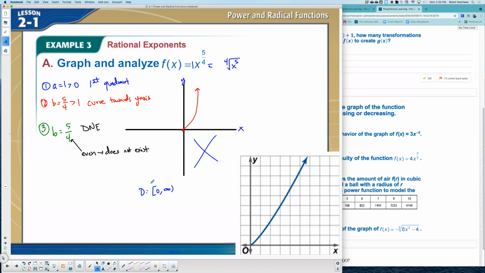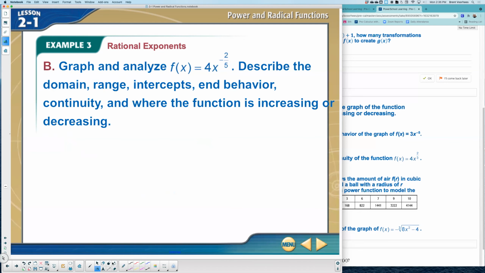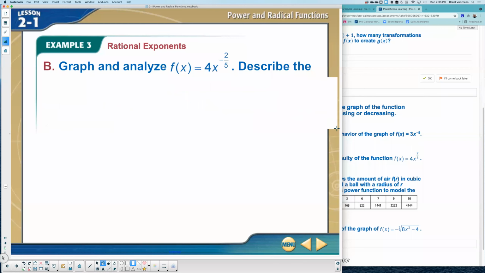Let's try part B. Let's see this one more time. Part B, again, they give us all this extra information. I'm just going to focus on domain this problem.